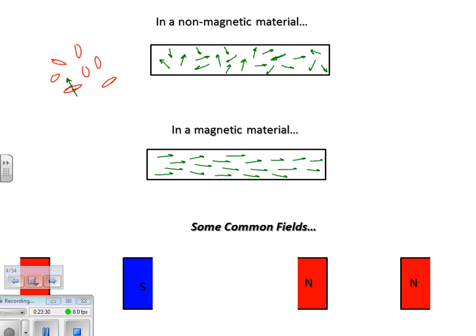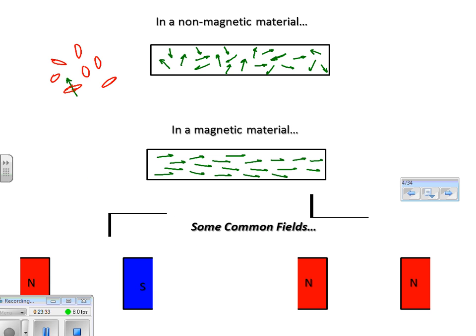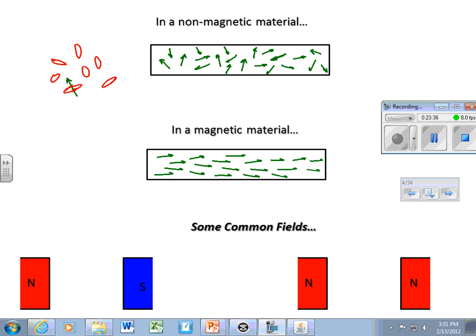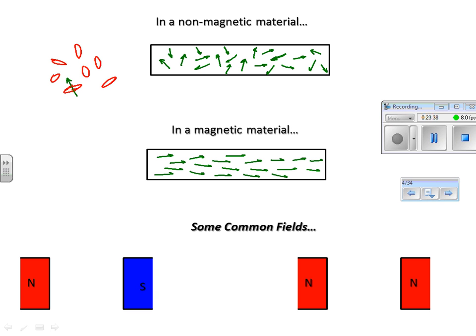Now, some common fields we need to be able to talk about are fields near the poles of magnets. Now we know that this north doesn't occur by itself. It has a south pole that's off the screen somewhere. We just don't see it. Same thing with this south pole here. It's got its corresponding north somewhere else. But in between these two poles, remember, magnetic fields point away from north poles and towards south. So here we get a field that combines those things. Away from north and towards south, we get this field.